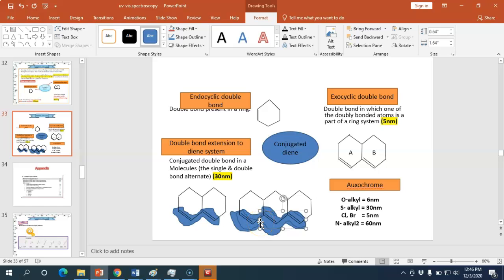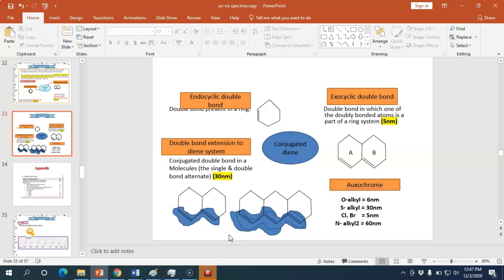So the conclusion is, if you have two double bonds separated by a single bond here, it has 30 nanometer. And it will have the value of 30 nanometer. So let's say if you have 1, 2, 3 double bonds like this, which are only separated by single bonds, so you will get 60 nanometer of double bond extension. Let's say if there is another compound here and also another double bond present here, so you need to multiply with 3. 30 times with 3, which is 90 nanometer.